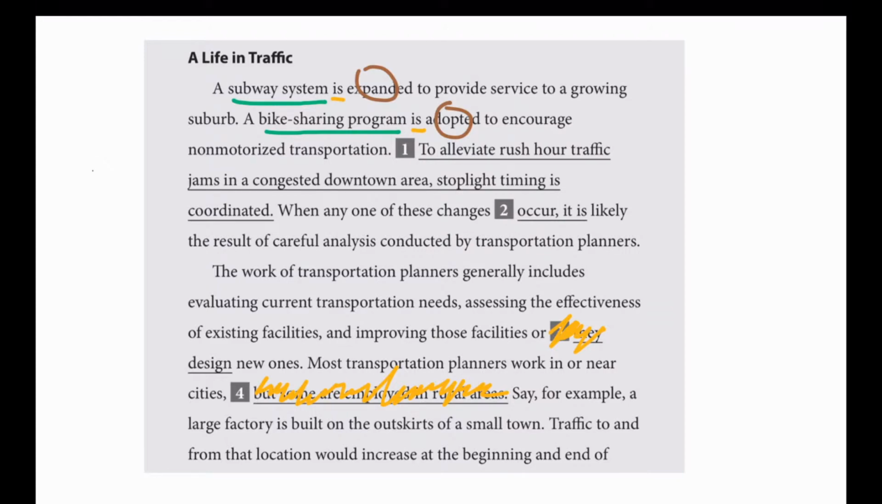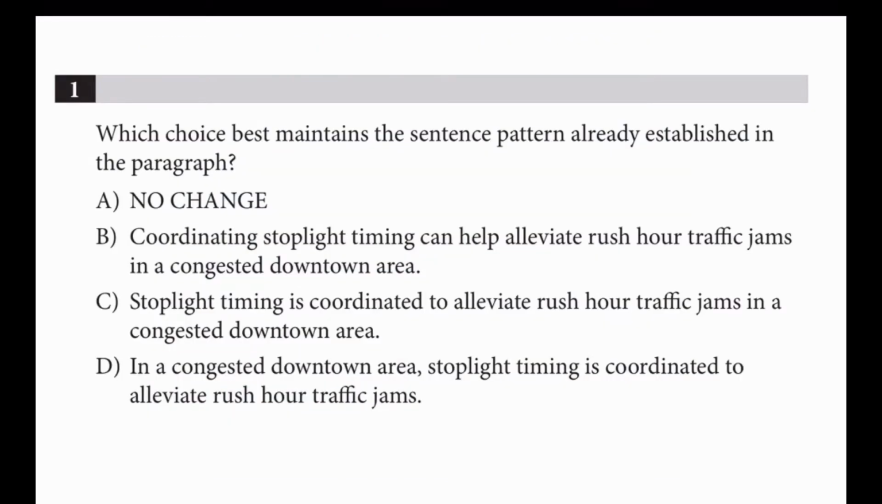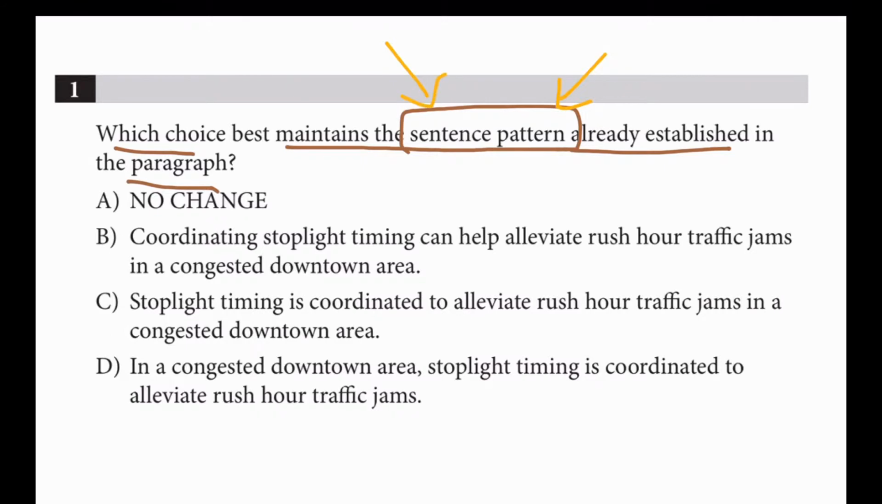Now we read the sentence: to alleviate rush hour traffic jams in a congested downtown area, stoplight timing is coordinated. So right now, we don't know anything, and we're just gonna look at the question. So this is the first question: which choice best maintains the sentence pattern already established in the paragraph? And this is one of the reasons why I tell my students to look at the context before, because questions such as these are very common, and it can really help you in not making silly mistakes in the SAT grammar section.